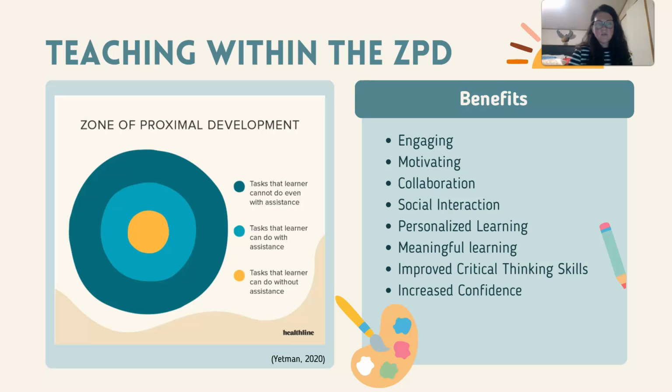And then in this graphic, you'll see that the zone of proximal development is represented by concentric circles. So in the center, the yellow center is the task that they can do without any assistance. In the middle, the lighter blue, that's what they can do with assistance. And then the darker blue is what they cannot do even with assistance.